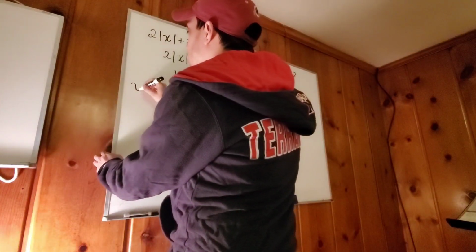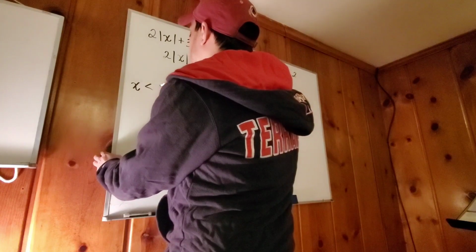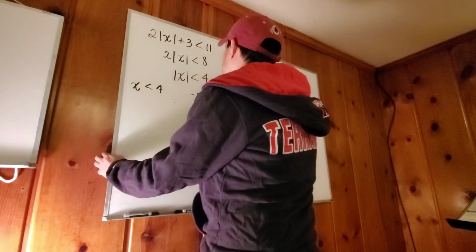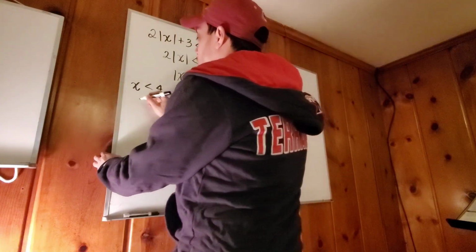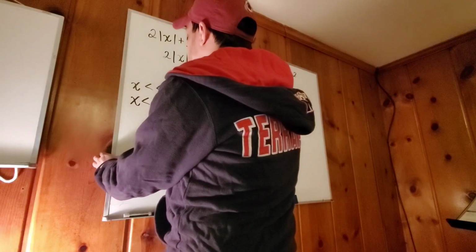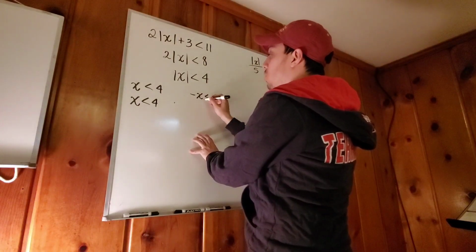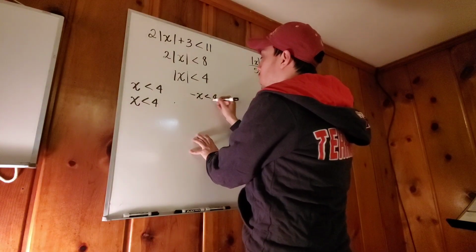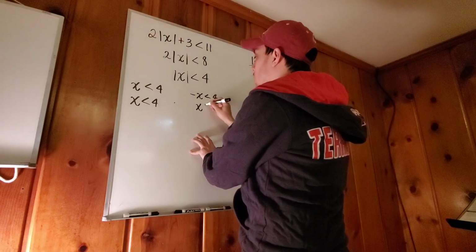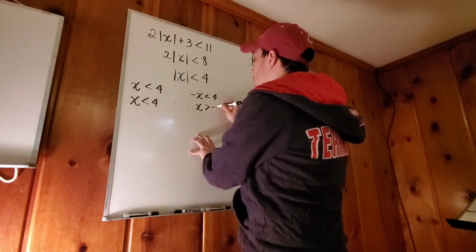And as you know, we have to have two little things right here. x is less than 4, and negative x is less than 4. So we know that x is going to be less than 4, because that doesn't really change. But in here, because you're dividing by -1, you're going to switch the inequality, and so it's going to be x is greater than -4.